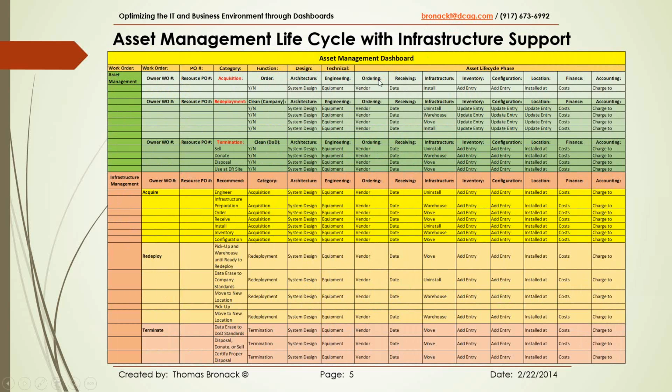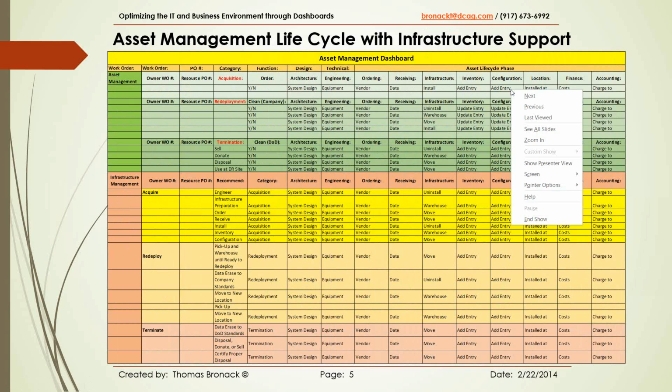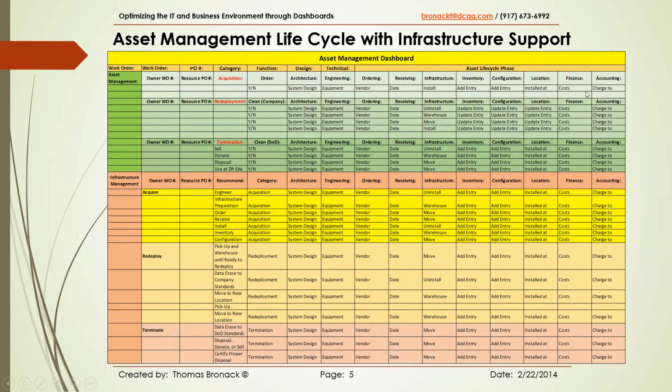Then you can actually go to the various vendors and evaluate the different equipment and select the ones that you want. Then it's shipped and received, and then the infrastructure team installs it. They add the entry of the new piece of equipment to the inventory, and you also add the entry to the configuration for the location where it's installed. The costs are then added to accounting and finance, and bills are paid.